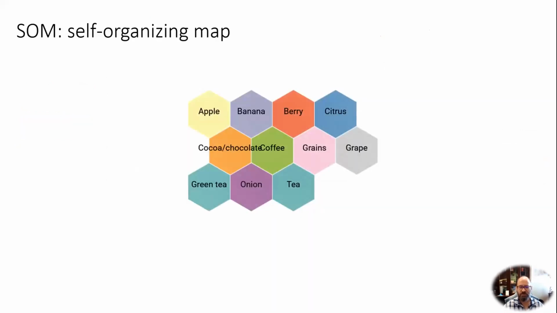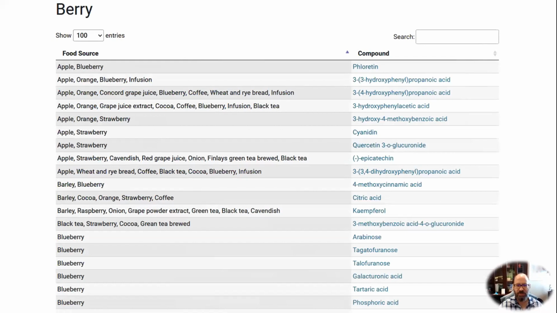So the one element that we're using is the self-organizing map. This is just a simple representation of a small number of foods, but the foods are organized by how closely they're related in their phytochemical or metabolome compositions. And if you click on one of those foods, such as berry, it would take you to a list of the compositional elements of berry, and again, the other food sources where there's an overlap in those compositional elements.